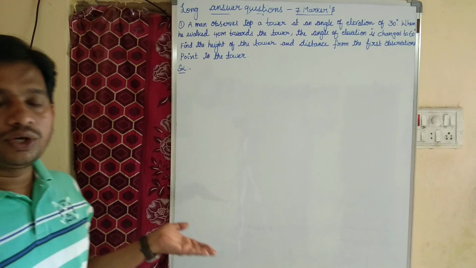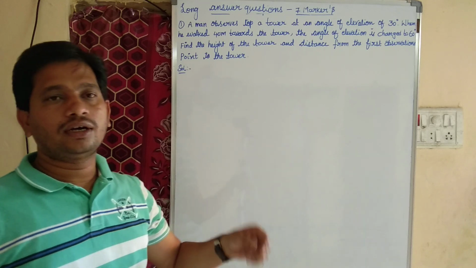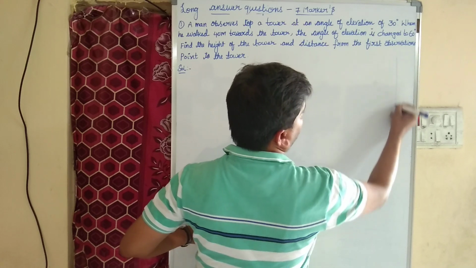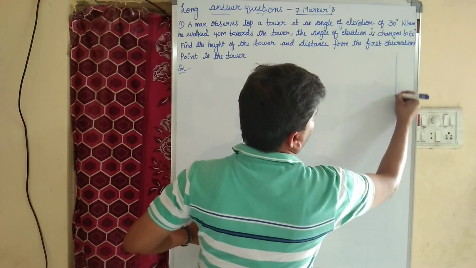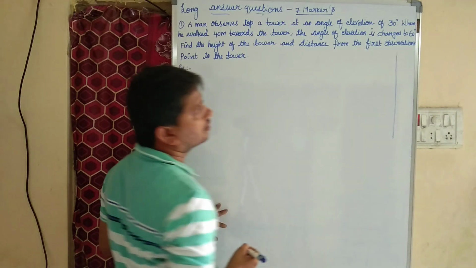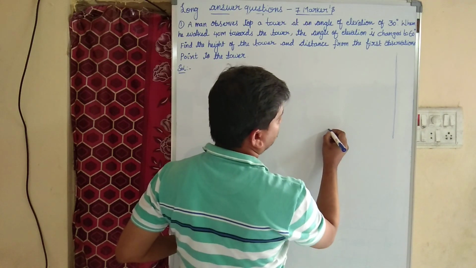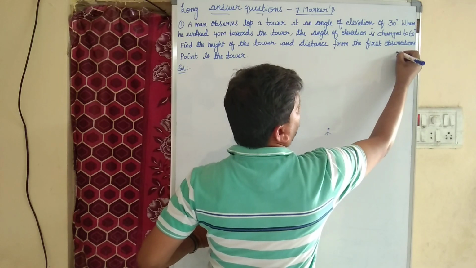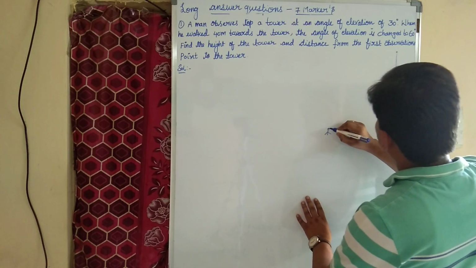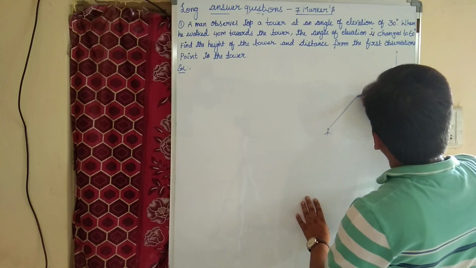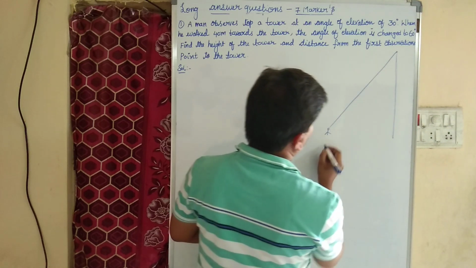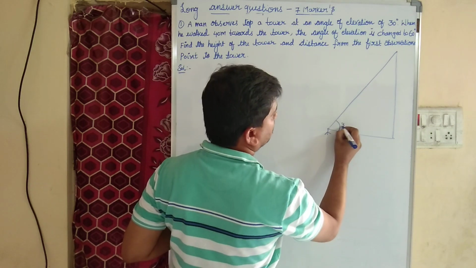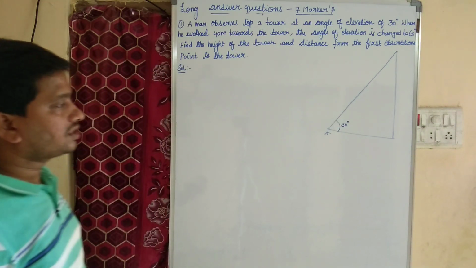First of all, we need to draw a diagram for the given data in this chapter. Okay, a man observes the top of a tower. So this is our tower. He is the man. He observes this, our top of the tower, at an angle of elevation of 30 degrees. Right, that is our statement number 1.